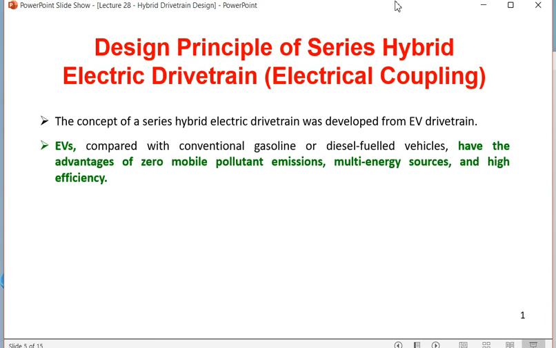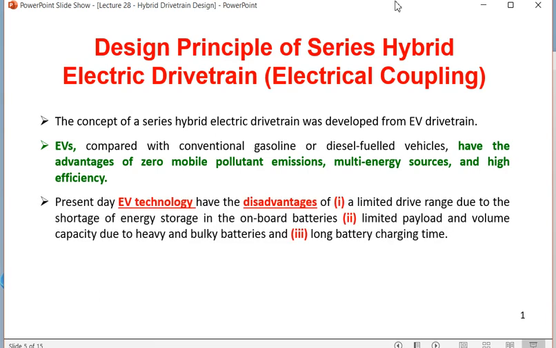The series hybrid electric drivetrain actually was derived from EV, that is electric vehicles. EVs are having some positive points. The positive points are zero mobile pollutant emission, multi-energy sources and high efficiency, but it is having some 2-3 disadvantages or limitations. So the prime limitation of electric vehicle technology is limited driving range. Once the battery is fully charged, how long the vehicle will go in one charging is comparatively less compared to the IC engine based vehicle.